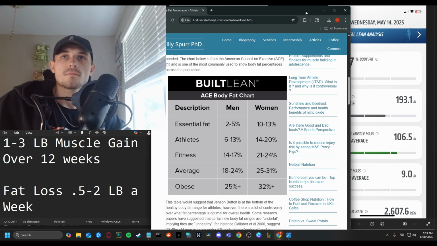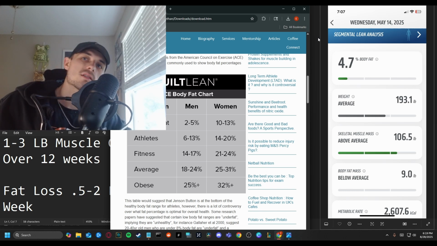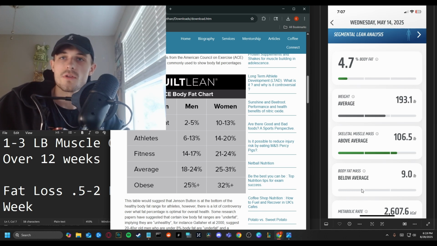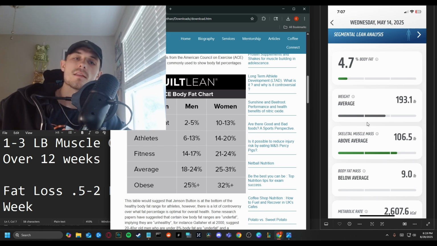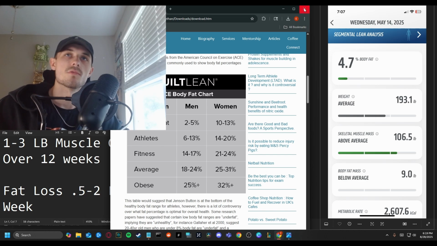Now, this is doing me some justice. I'm sure I am not, I know I'm not 4.7. Either way, though, even if it doesn't have your exact body fat percentage, all these other numbers are going to be pretty accurate. And the biggest thing is you're going to see the difference when you're looking at one of these InBody scans over 6 months. You'll see whether these numbers are going up or down, and that's really what you want to know.